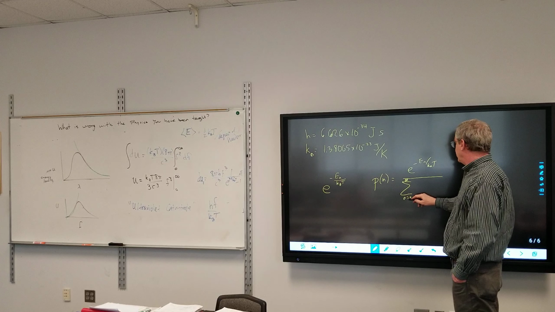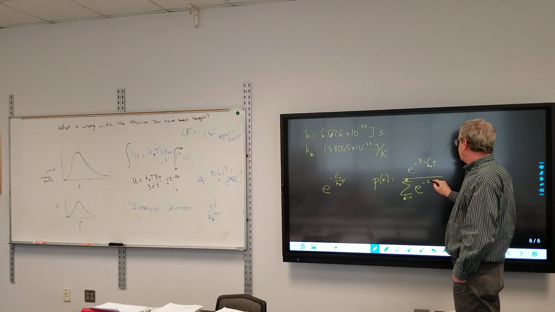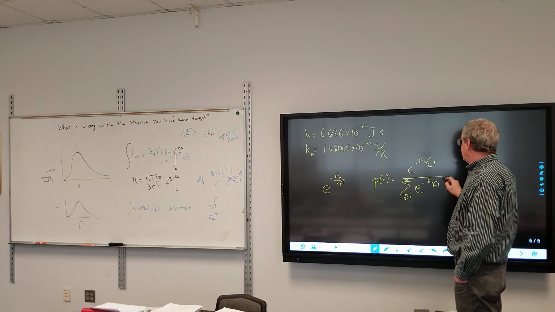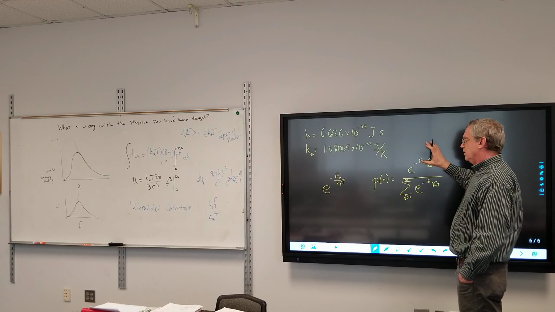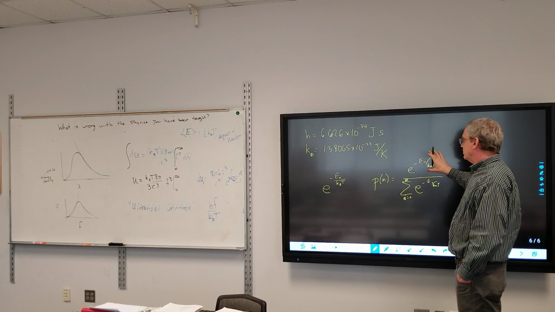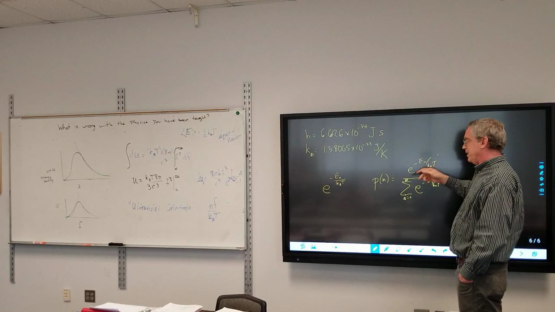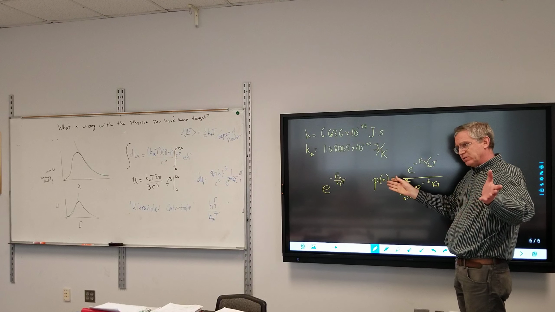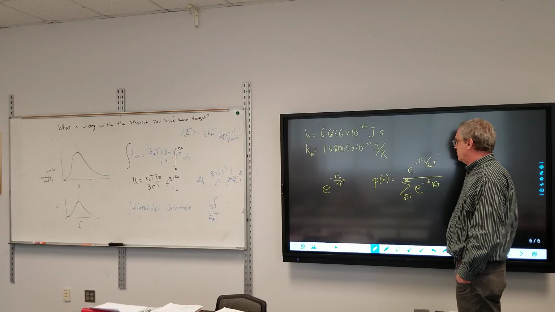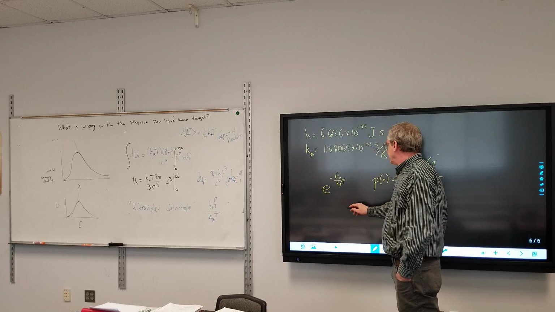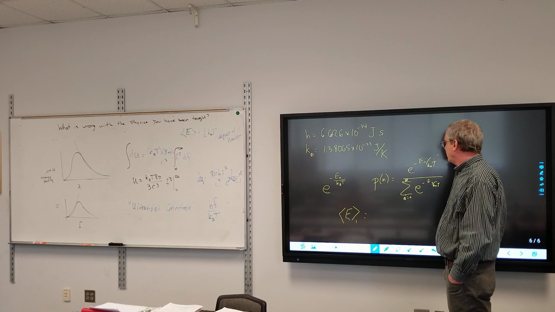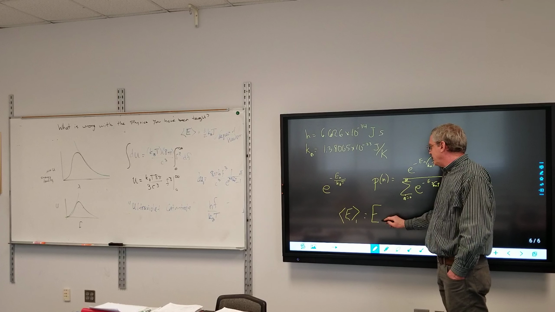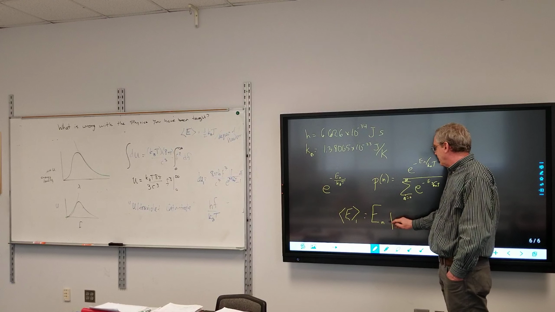I guess I shouldn't use n twice. We'll make it i. e to the negative E subscript i over kBT. So this is, I guess, the unnormalized distribution of being at a particular energy level divided by all of the possible energy levels. So the expected energy then for a particular item should be whatever the energy at that level is, times the probability of being at that level.